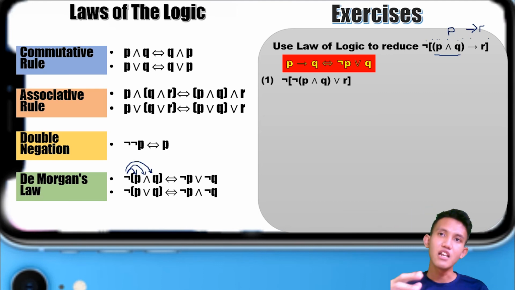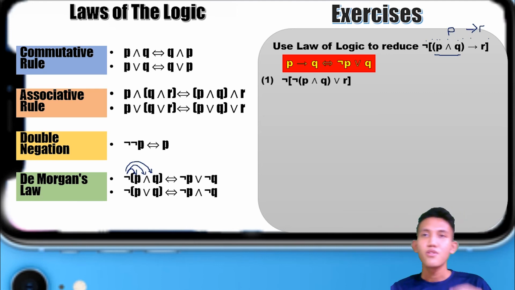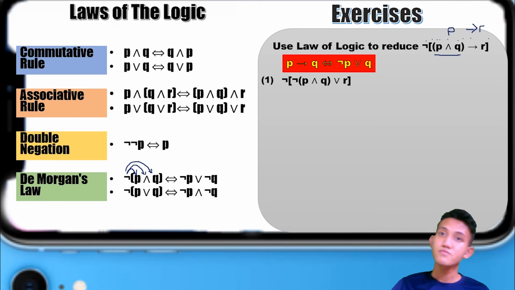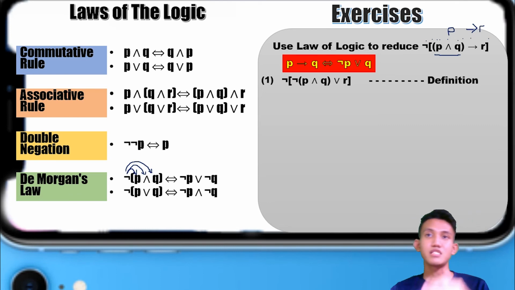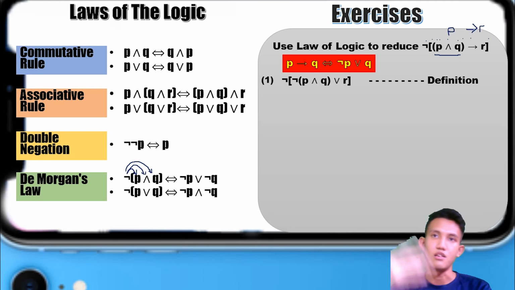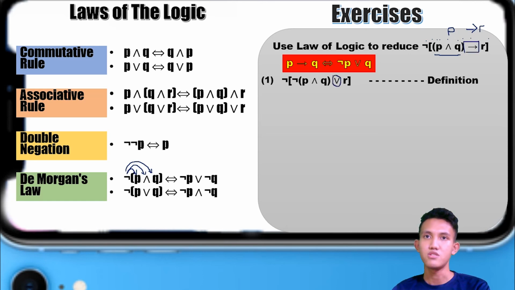So the first step to reduce using the laws of logic is to change the implication symbol into its equivalent. This is the definition, the same as the question, but we have changed the symbol. We have changed this one. If you cannot see, we have changed the symbol, and we have also included a negation in front of P. So the second step is we apply De Morgan's law, which is we distribute.